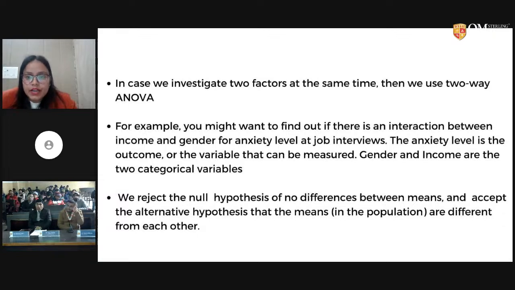We will be creating a hypothesis. We will reject the null hypothesis of no difference between means, and will accept the alternate hypothesis that means are different if your p value is less than 0.05. Okay, so you have to understand the concept: when you can apply the tool of ANOVA, and how you will differentiate between one way ANOVA and two way ANOVA.